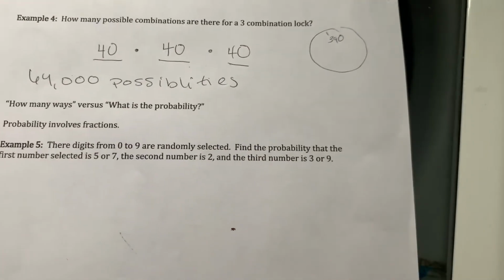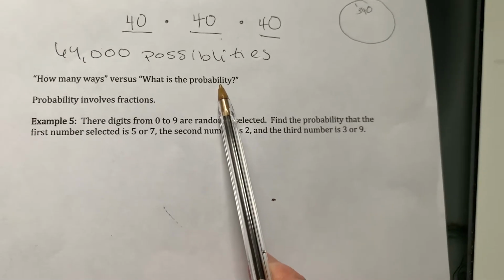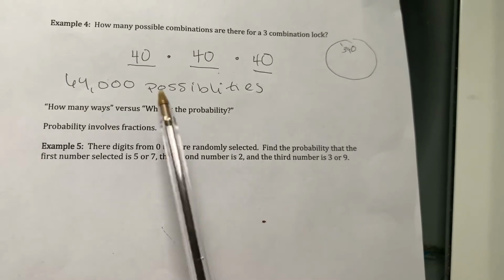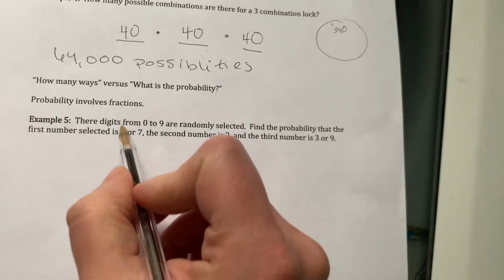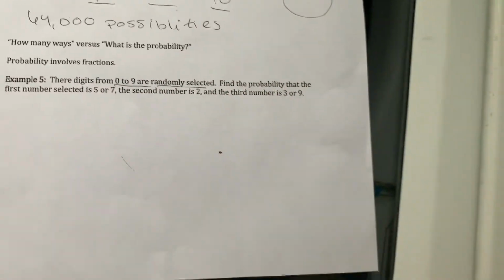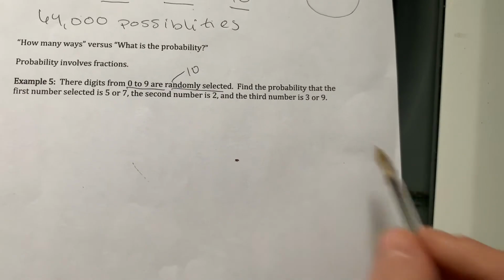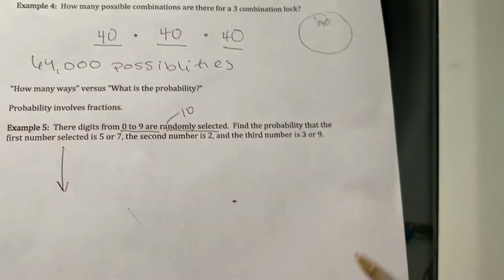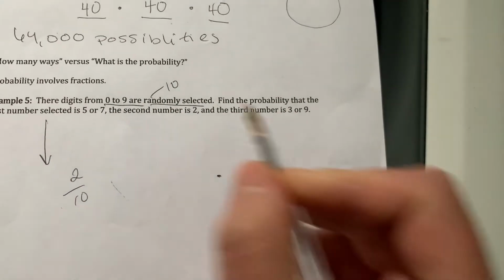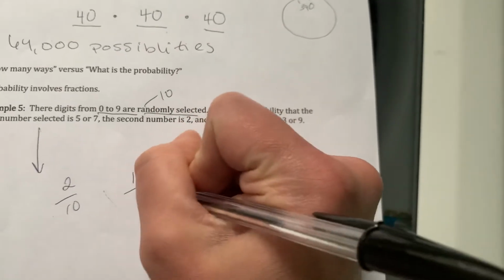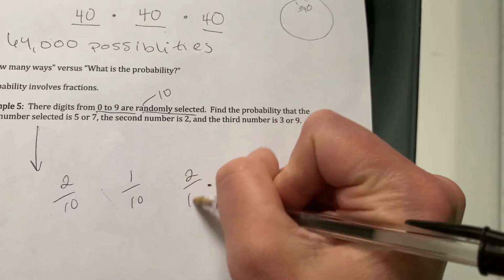And then it says how many ways versus the probability. If they're asking for probability, that's going to be a fraction. If they're asking how many ways, that's just going to be a number. So probability involves fractions. So there are digits 0 to 9 randomly selected. So that's 10 possibilities. It says find the probability that the first number is a 5 or 7. So that's 2 possibilities out of 10. And then it says the second number is a 2, so that's 1 possibility out of 10. And the third number is a 3 or a 9, and that's 2 possibilities out of 10.